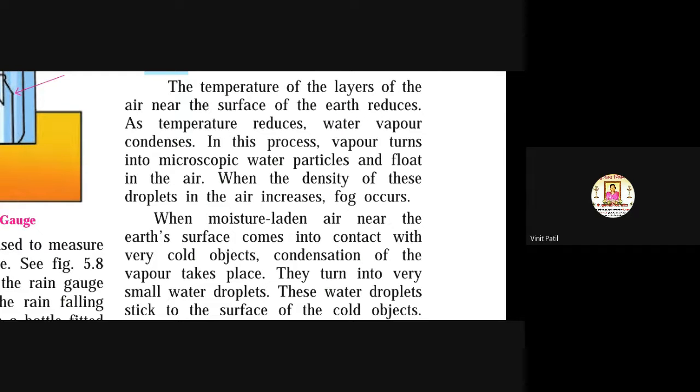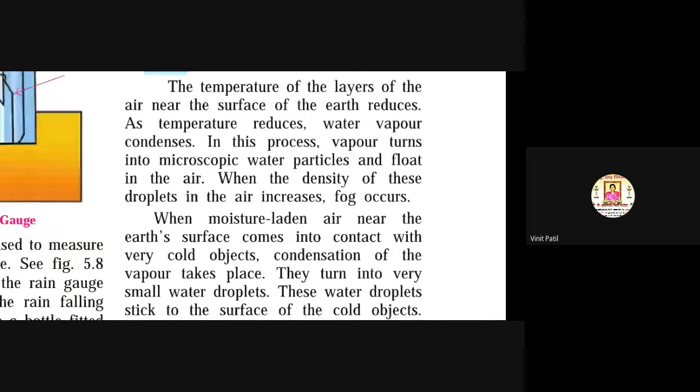In this process, vapor turns into microscopic water particles and float in the air. आपल्याला माहित आहे, we cannot see the water vapors basically in air, but when it starts to condense near the earth surface or near the ground because of the low temperature of the air, then it gets converted into very small microscopic water particles. And because its weight is very low, it is microscopic, what happens? These water particles float in the air. When the density of these droplets in the air increases, fog occurs.